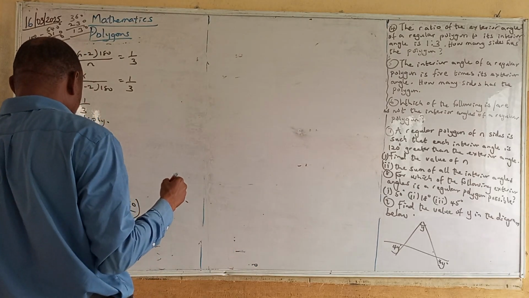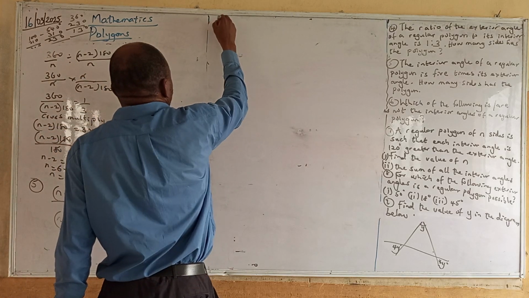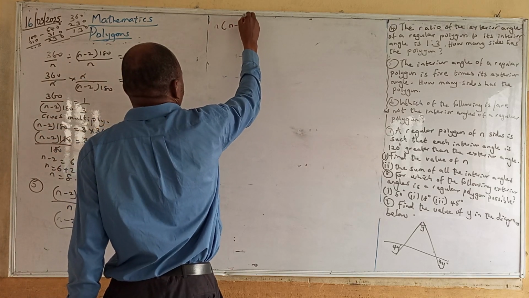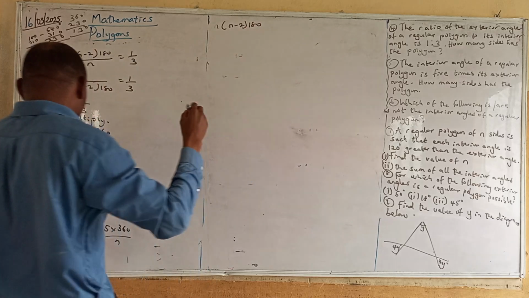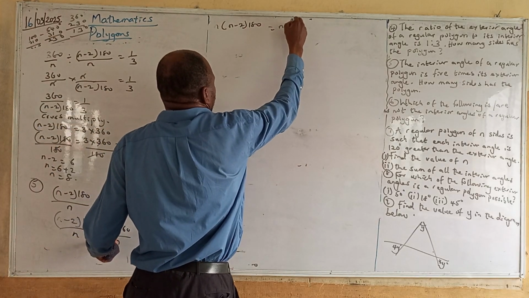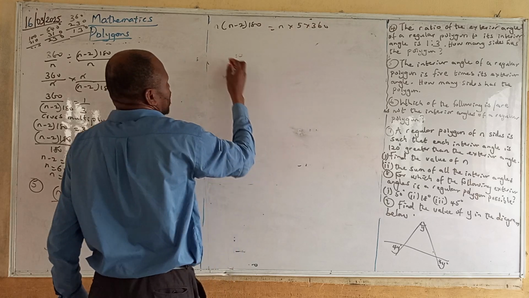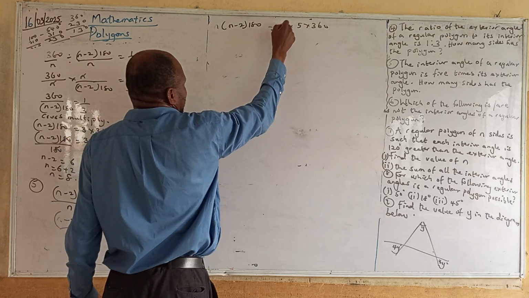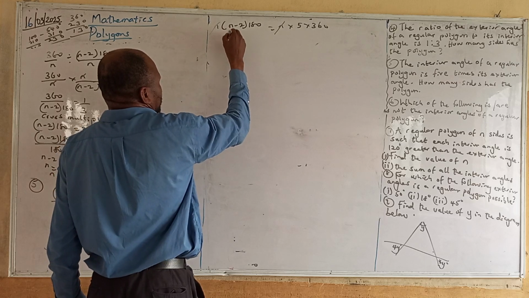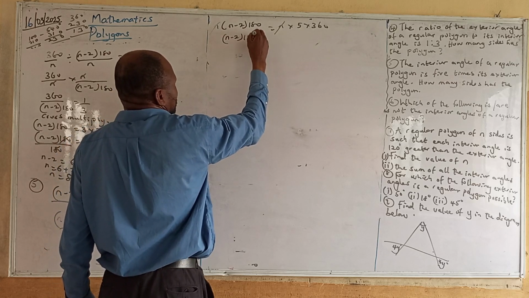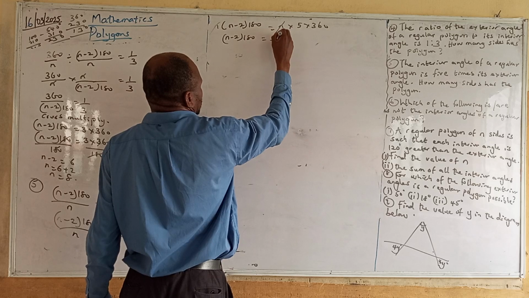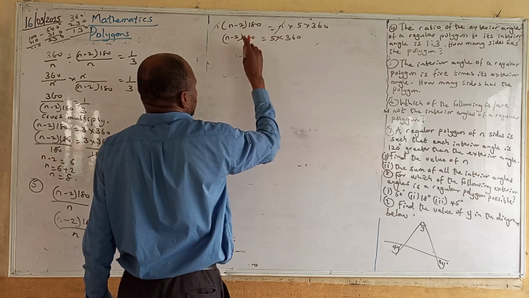If I cross multiply, I will have n times (n minus 2) times 180 equals n times 5 times 360. If I divide through by n, the n cancels out, so I will have (n minus 2) times 180 equals 5 times 360.